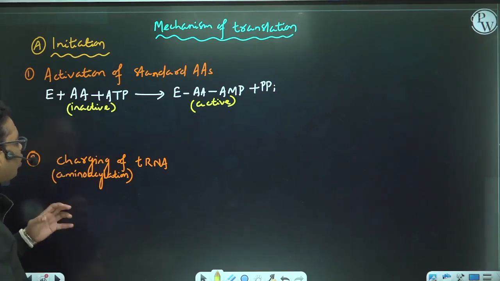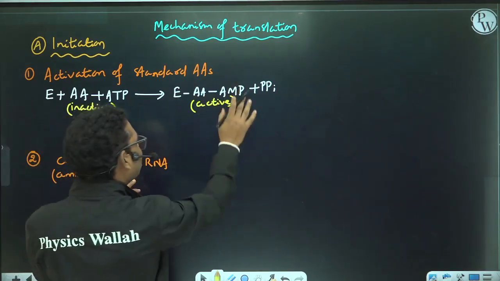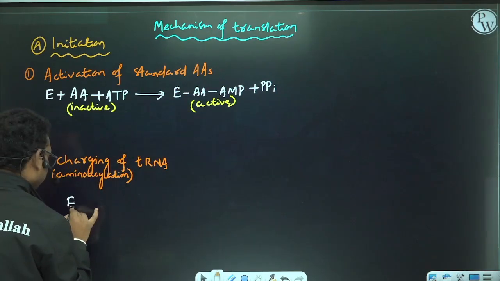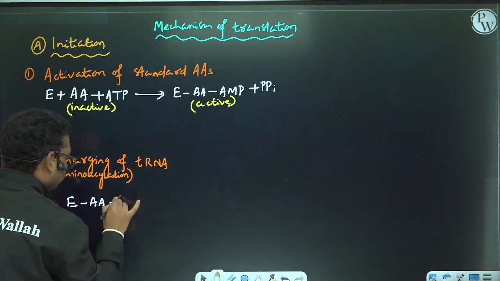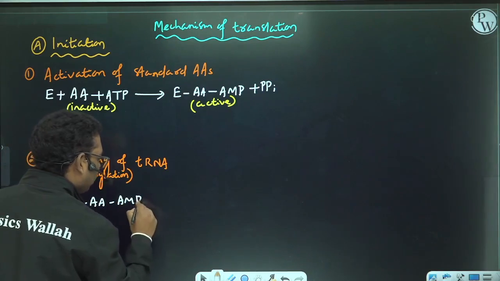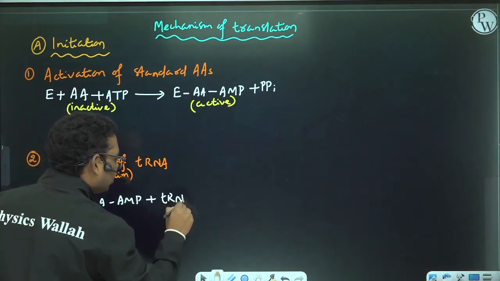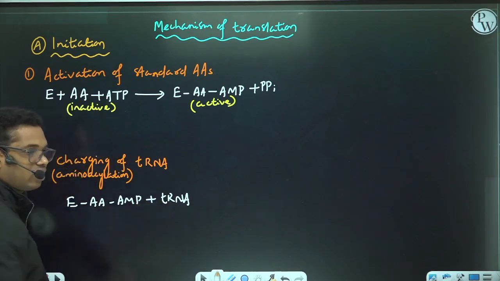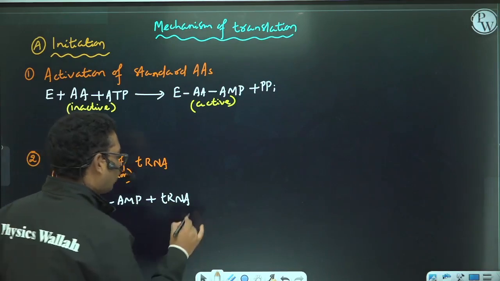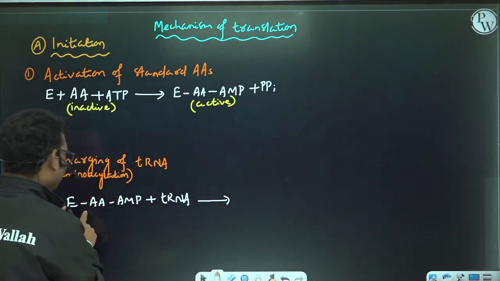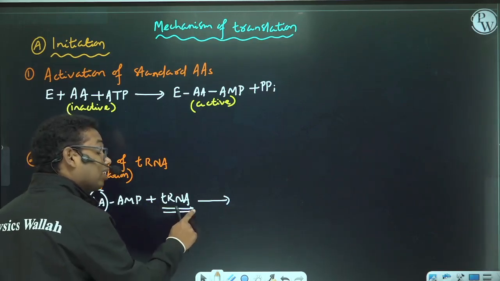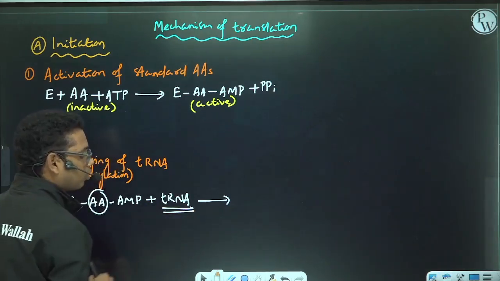Okay. In the next step, what is going to happen? I am taking the same complex here. Now the same complex will bind with the tRNA. And this tRNA is called uncharged tRNA, or non-amino acylated tRNA. Now what will happen? This enzyme will transfer this amino acid to this tRNA, and it will bind at the 3' end with the help of an ester bond.